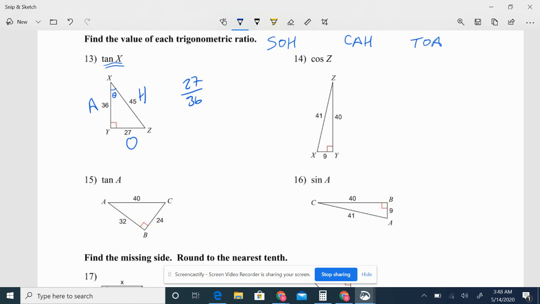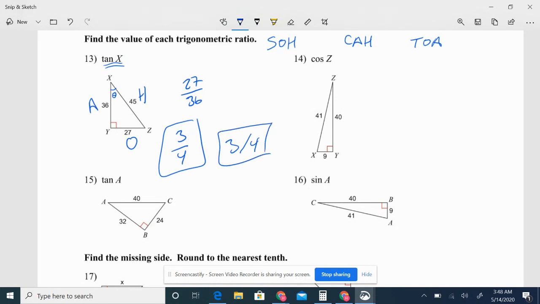If you can simplify each fraction, do so. Now 27 and 36, I'm going to divide each by 9. So that's going to give me 3 over 4. That's my fraction. You guys can type it in as 3 backslash 4.